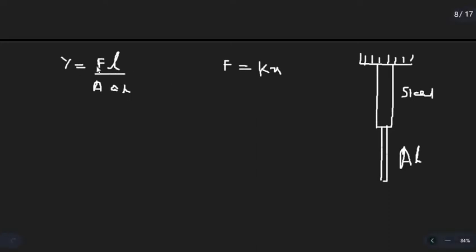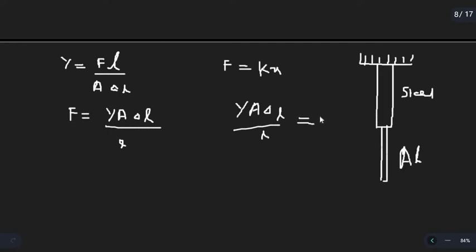Now let's rearrange this F in terms of Y. So F is equal to Y del L whole divided by L. So now let's equate these two parts. Y del L upon L is equal to kx.